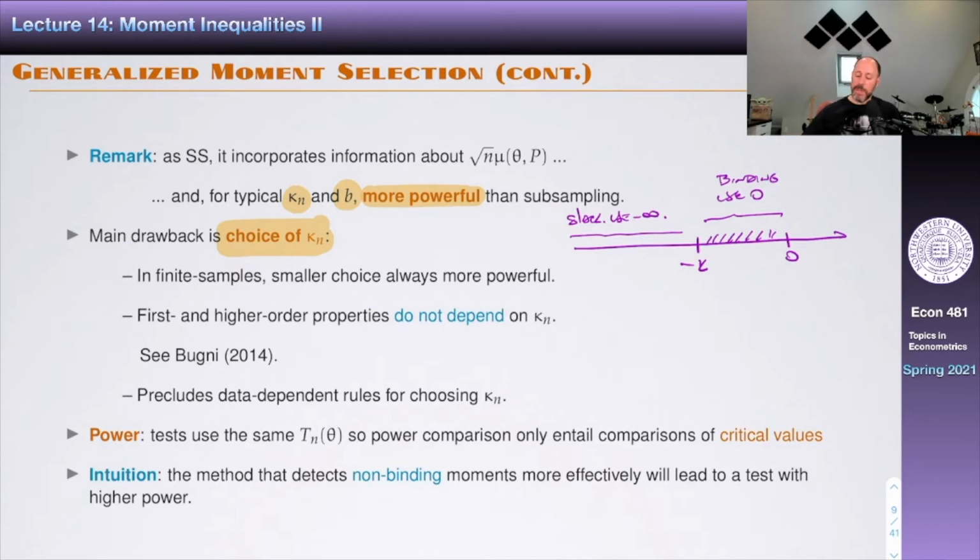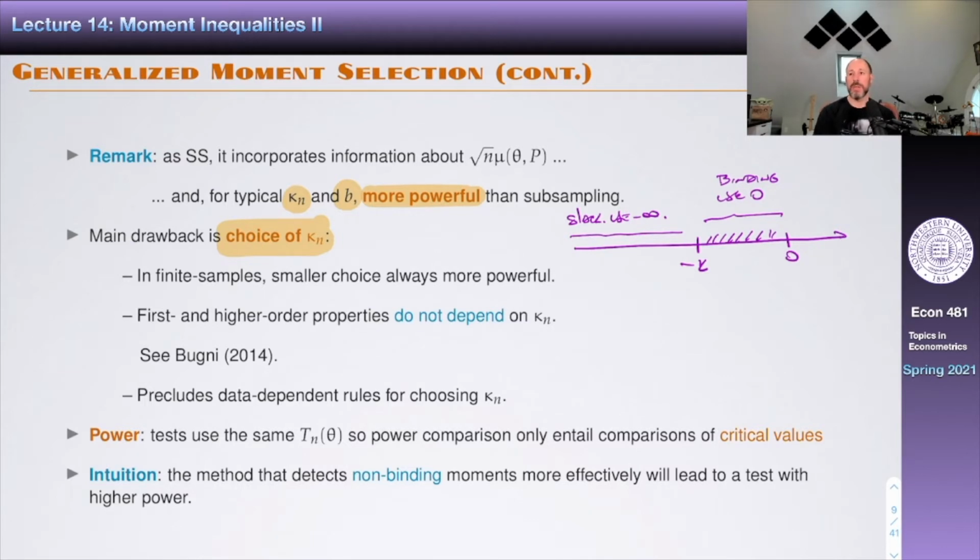Okay, so definitely there's a trade-off between size and power in the choice of kappa. But the first and higher order properties of this test do not depend on kappa. When you compute the limit expressions of the GMS test, kappa doesn't appear anywhere. And not only first order, it's higher order. This was shown in Federico Bugni's job market paper, right?